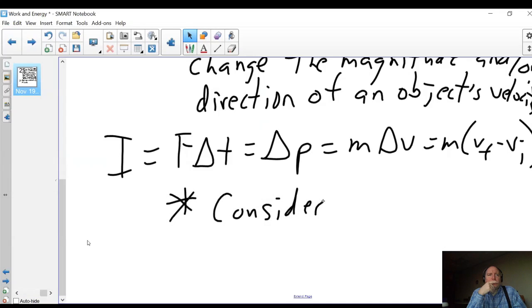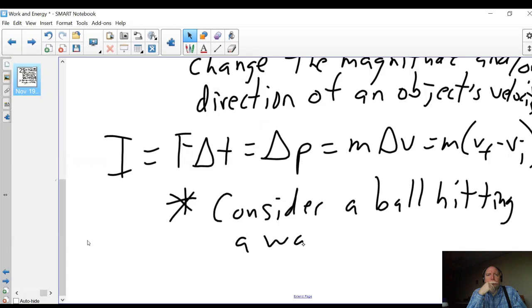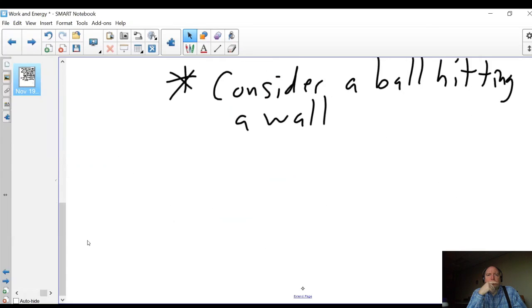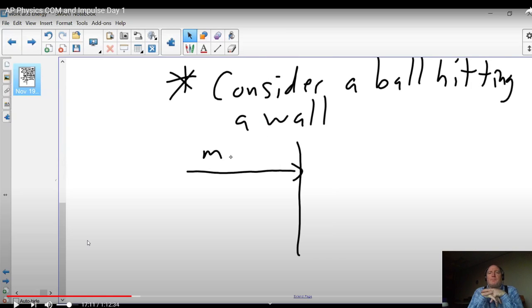So again, let's consider a ball hitting a wall. So we have the ball coming in, certain mass. These problems are tough. These problems are super tough. And the reason they're tough is because the force is really hard to explain. Frankly, even the conservation of momentum is hard to explain.